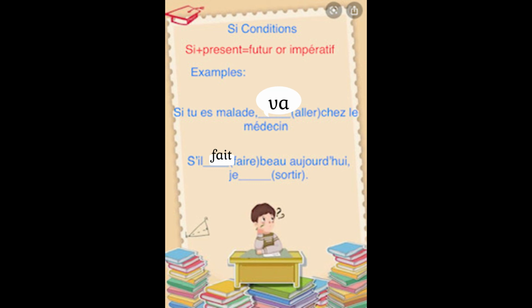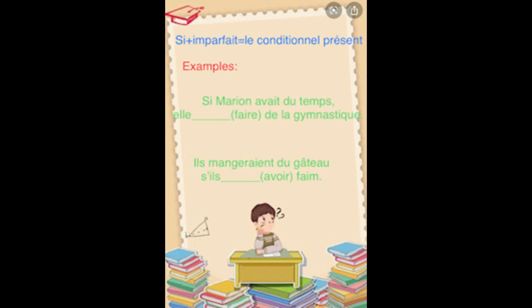Now we have learned that si plus present is equal to future if the second part of the sentence has a subject. So the second part of the sentence will take up future and it will become: si il fait beau aujourd'hui, je sortirai.